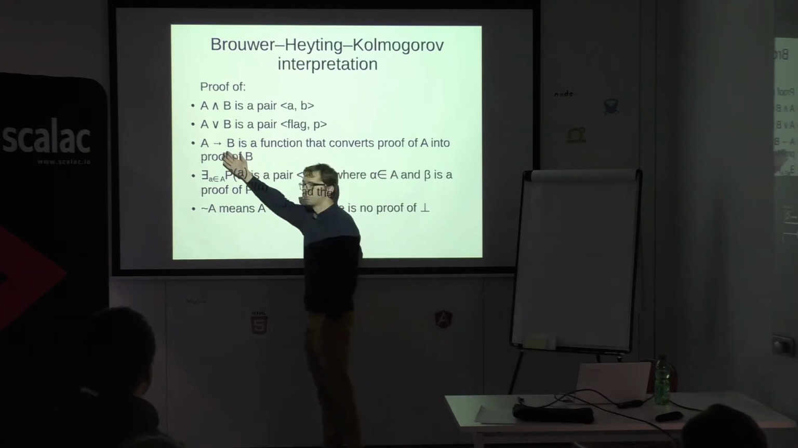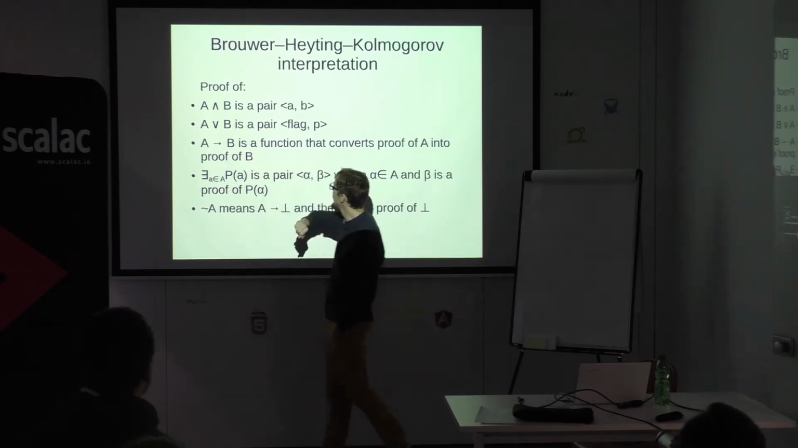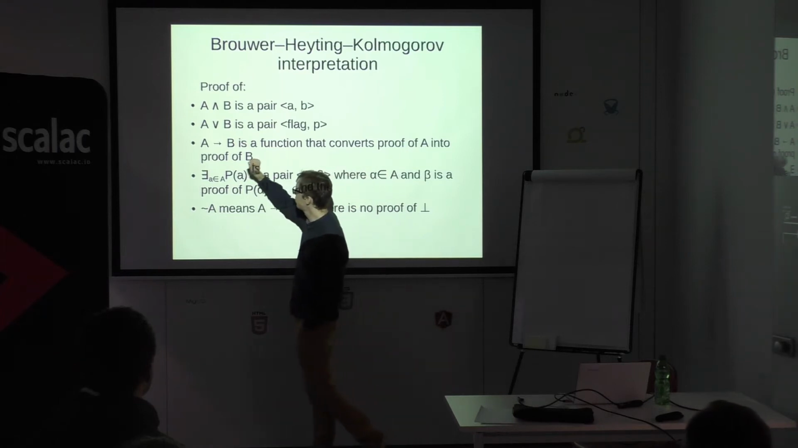Now, a proof of implication is a function that takes a proof of A and creates a proof of B.